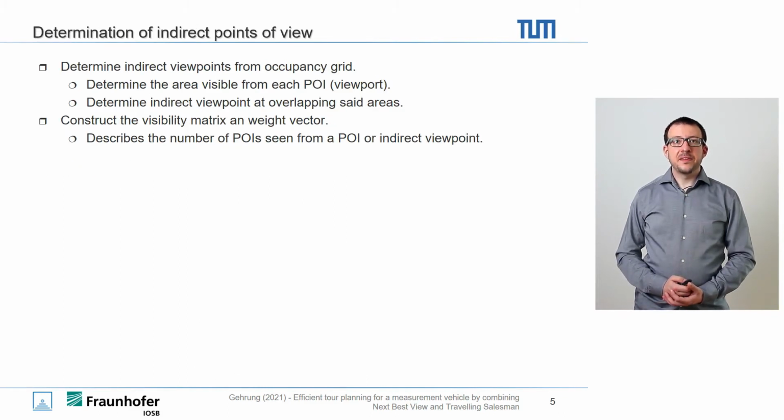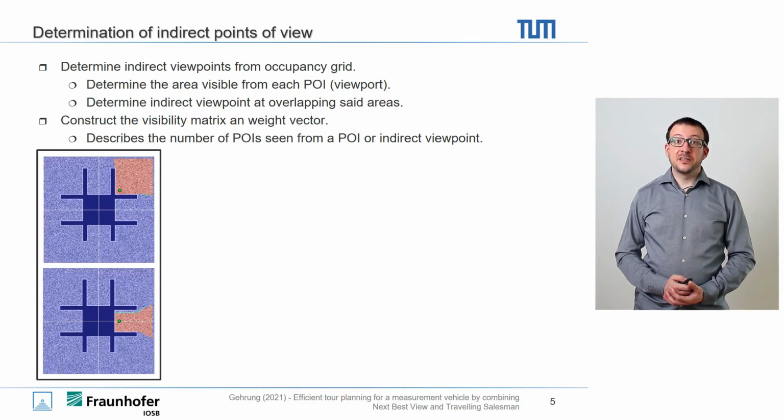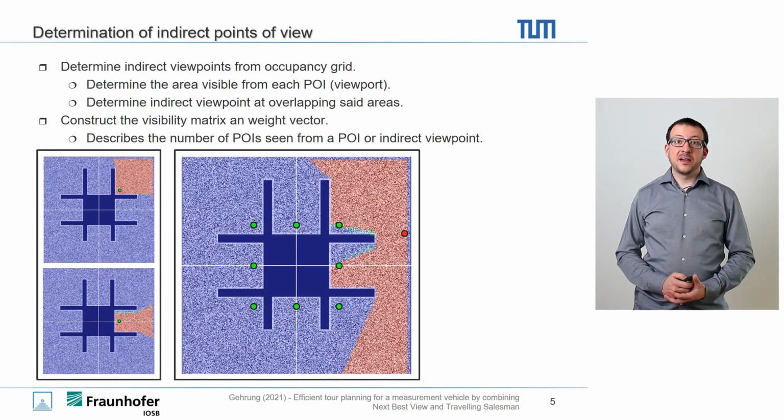In order to determine the indirect points of view mentioned before, an occupancy grid is used to determine the area that is visible from each point of view. A candidate for an indirect viewpoint is found whenever two or more of these areas overlap. The green points in the image symbolize points of interest. The red point is an indirect viewpoint that allows to observe both points of interest.